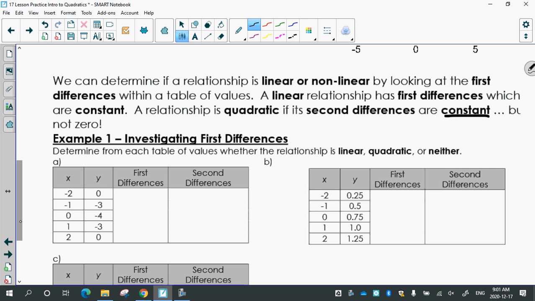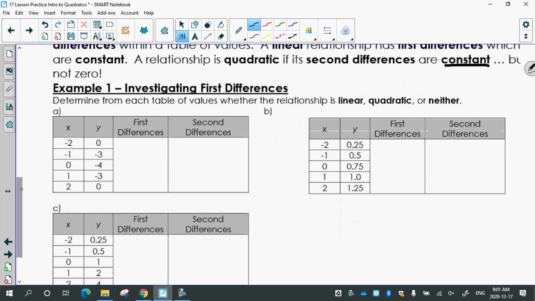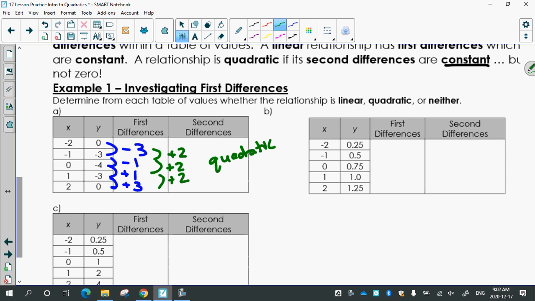Okay, so when you're looking at just a table, we're going to do the same thing we did here. And look and see, here we would go down 3, down 1, up 3. So it's not linear. We can already make that assumption. And then our second differences, up 2, up 2, up 2. So this one's quadratic, because the second differences are the same.